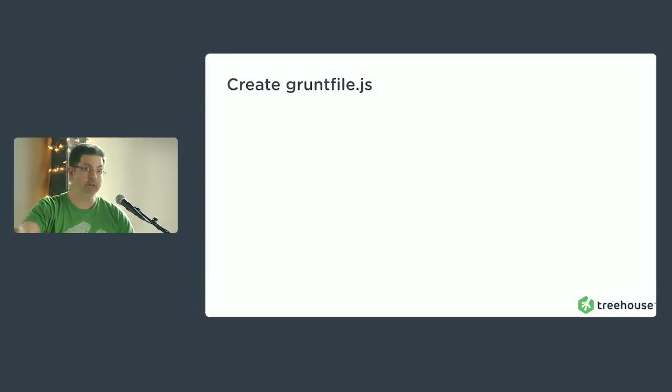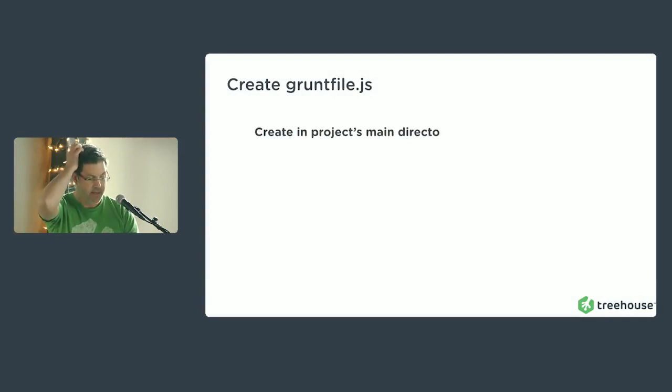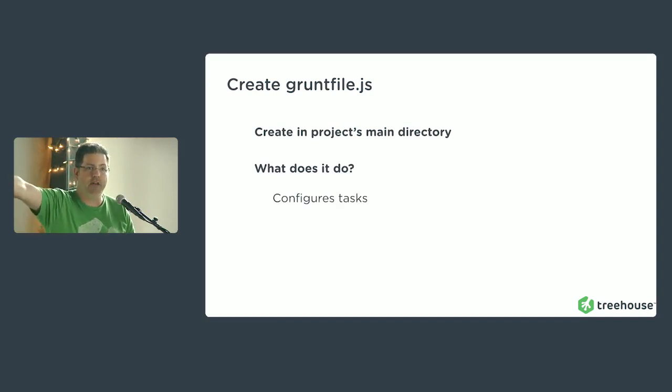All right. Cool. We got our two files in place. Now we create our gruntfile.js. Okay. So you create this in your project's main directory. This is kind of like the instructions that tell Grunt what you want it to do, the list of tasks and how they're to be performed. So what does it do? It configures your tasks. It says things like, here are the JavaScript files that are my source files, and here's where I want them to go. Here are my Sass files, and I want them to be placed here. Okay? Here are my images.